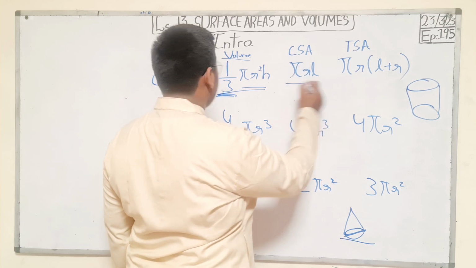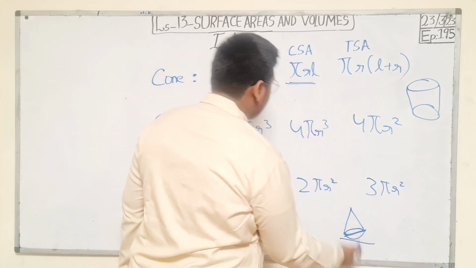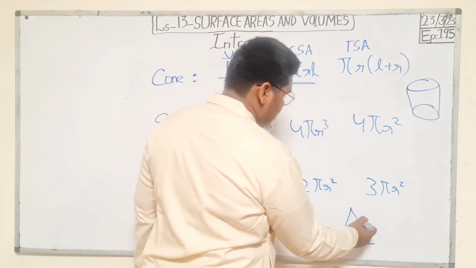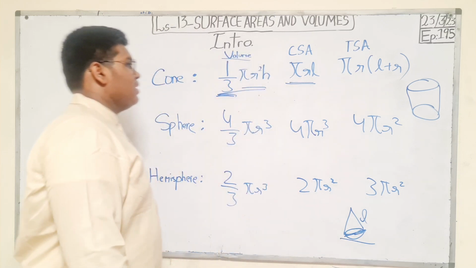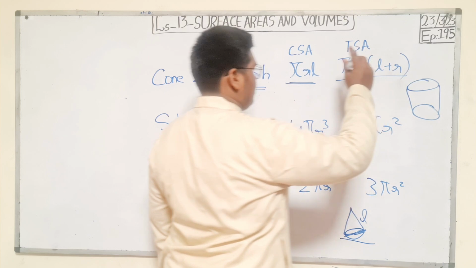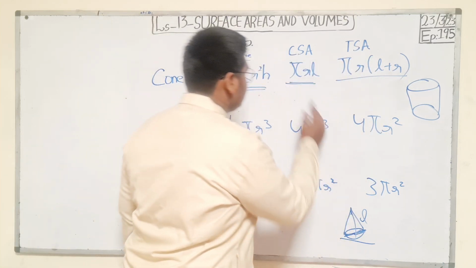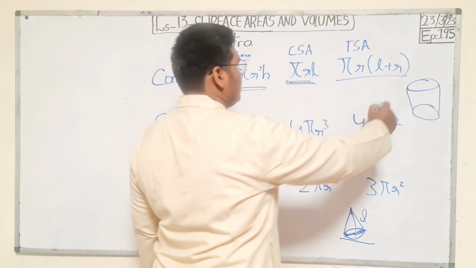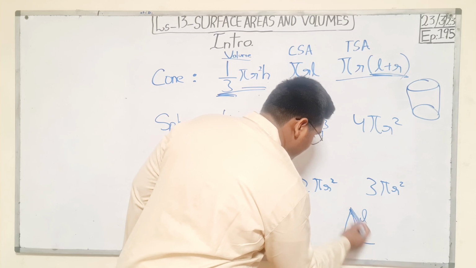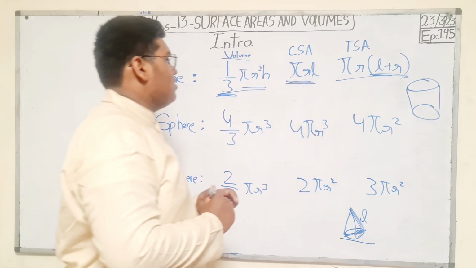Then the CSA of the cone is pi r l. That means pi as it is, then r and l. What is l? L is our slant height. Now over here we have the TSA. The TSA is pi r into l plus r, that is simply pi r as it is from the CSA, and we add l plus r, where l is the slant height and r is the radius of the cone.